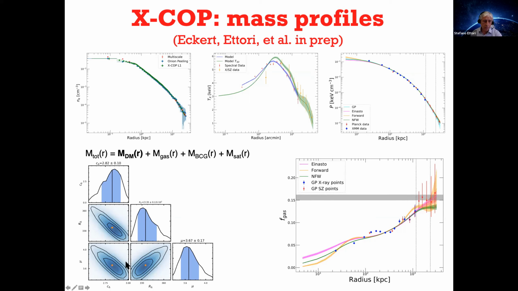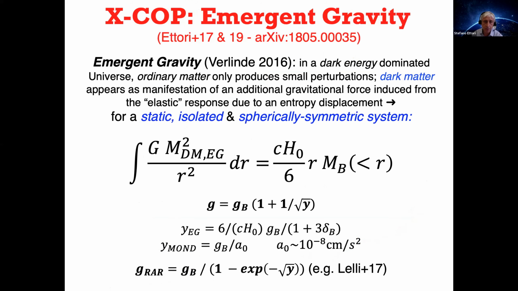On the left here in the panel, this corner plot just represents the constraint that we can get on the Einasto mass profile, putting a very interesting constraint for the first time in galaxy clusters on alpha or mu, that is one of the parameters that characterize the steepening of the Einasto profile in the very inner part.